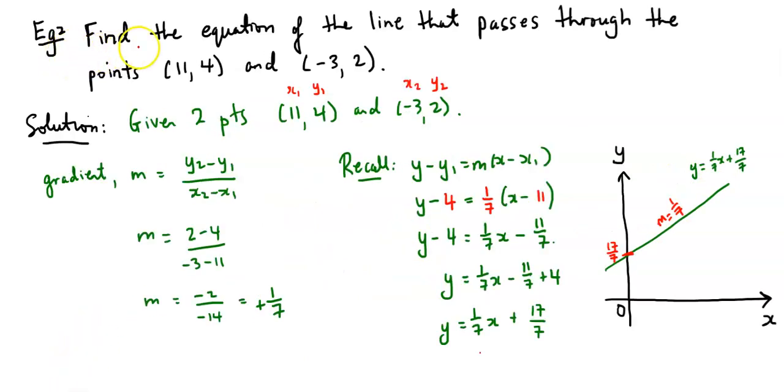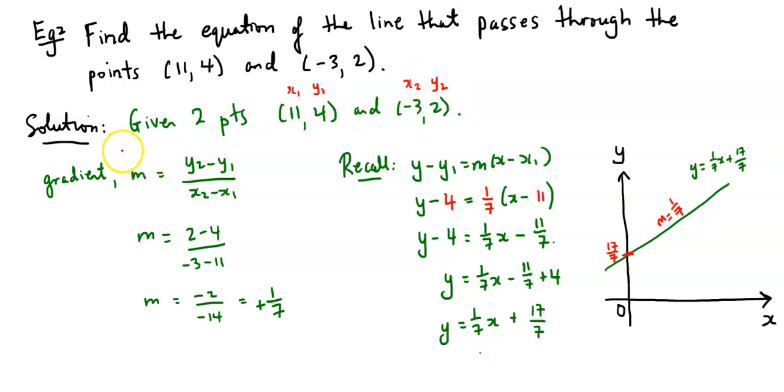Example number 2. Find the equation of the line that passes through the points (11, 4) and (negative 3, 2). So here we are given two points on a line. The first thing we need to do is to find the gradient. So we let one of the points be x1, y1, and the other point be x2, y2. So x1 is 11, y1 is 4, x2 is negative 3, y2 is positive 2.